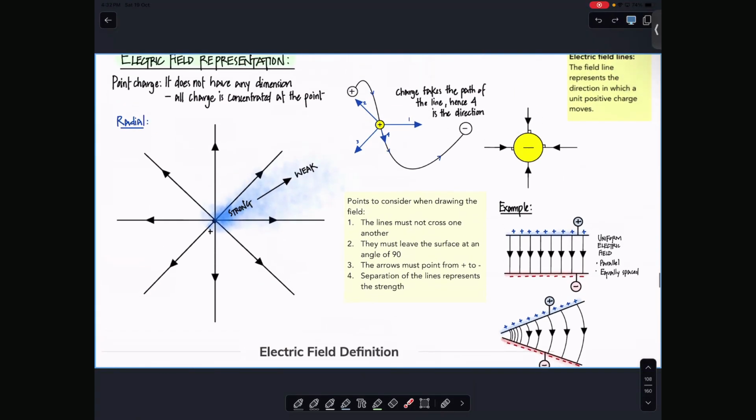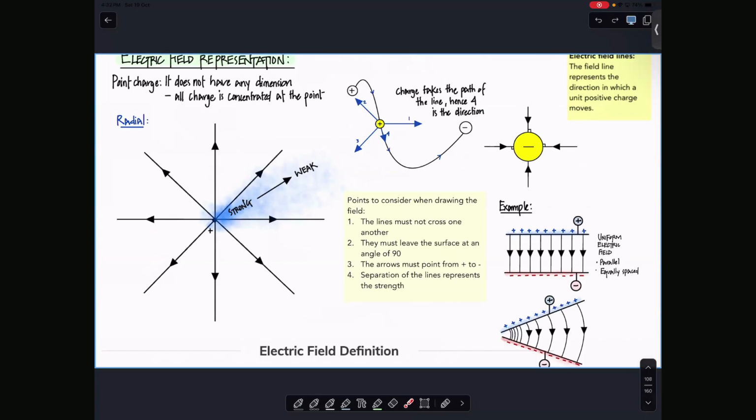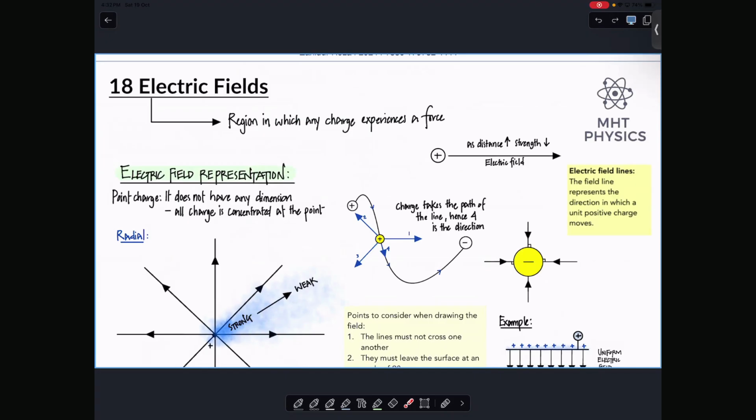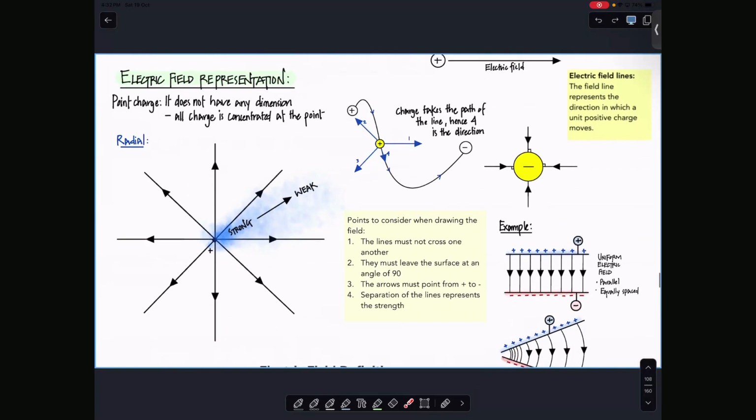Now next we are moving on to field measurements. So one more time before I move on, what's an electric field? It's a region in which a charge experiences force. Any charge is fine. And what's a point charge? It's a charge that has no dimension, basically a single point. The mathematical definition of a point is a shape with no size. So there's no dimension to it.